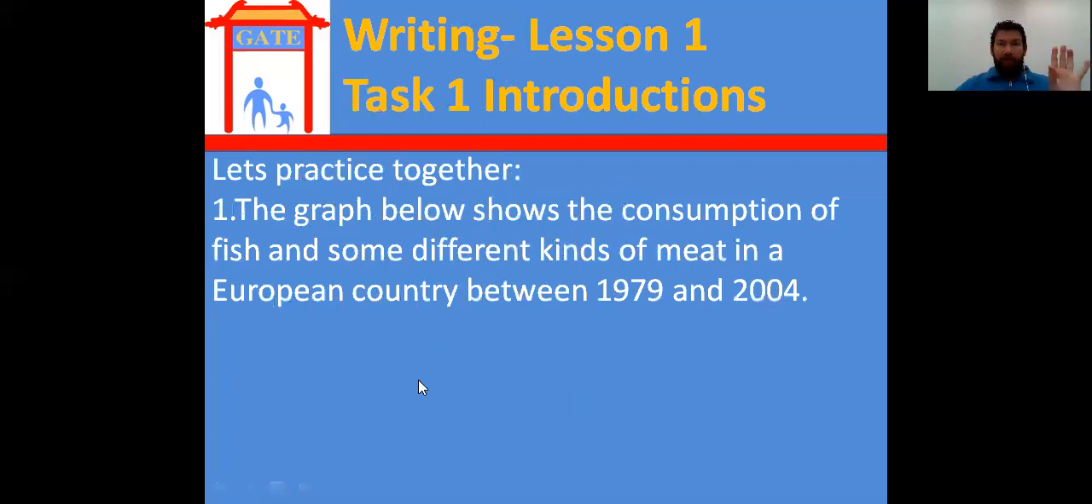So hopefully you have paused the video and written your own introduction there. Now, let's look at this question. The graph below shows the consumption of fish and some different kinds of meat in a European country between 1979 and 2004. So first of all, consumption of fish and meat. Okay, so I'm looking here at the word consumption. We have a noun, so I'm thinking I want to change that noun to the verb. What is the verb of consumption? Very good, yes, it is consume.